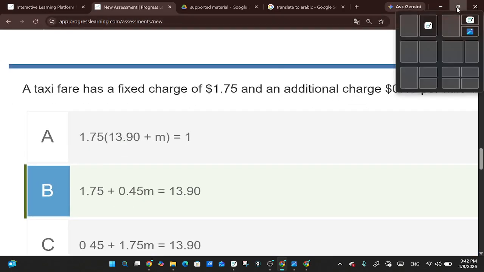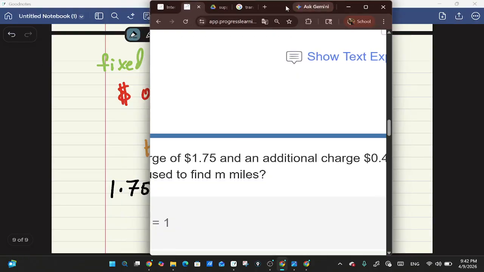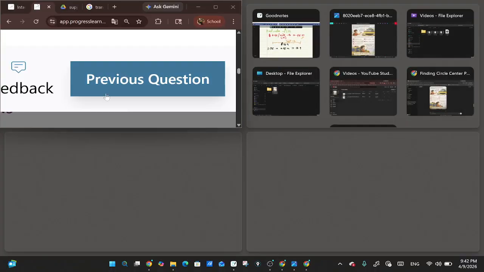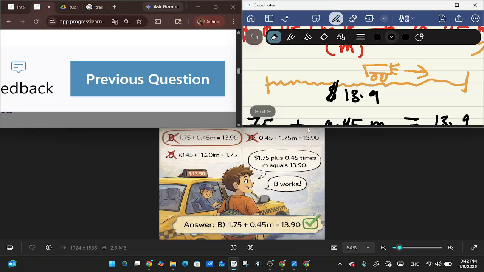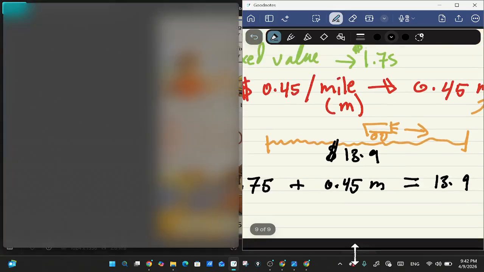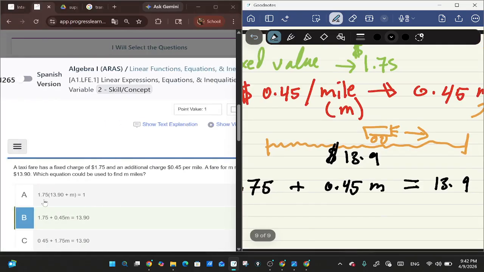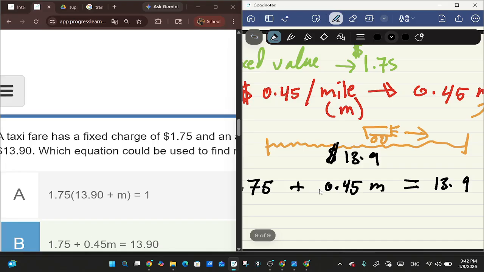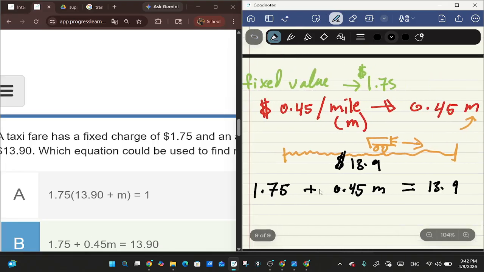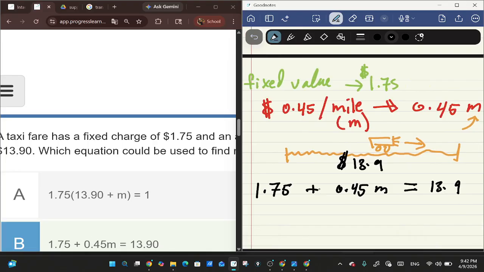Let us now try to figure out what about the first option. We can see the first option exactly in this situation, like we have in this situation 1.75. I'm talking about this option, which is 1.75 multiplied by 13.9 added to m equals 1.